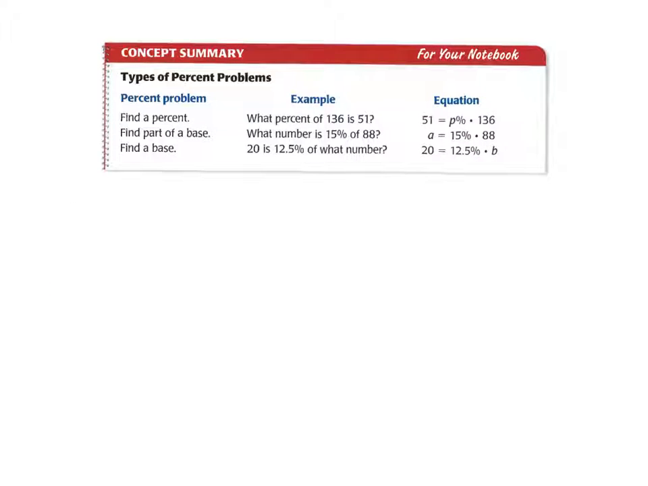So to sum things up, there's 3 different ways that we can use the percent equation or proportion to solve a percent problem. We can look for the percent. We can look for a part of the base, right? That's A. Or we can find the base, the whole number in the problem, and that's B. So here's some examples of the types of problems that we're going to see, and then the types of equations that we're going to use to solve those problems. Might be a good idea to get those down in your notes.